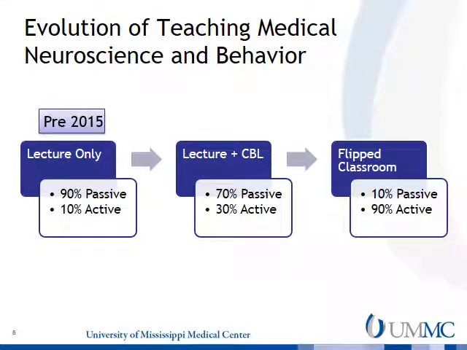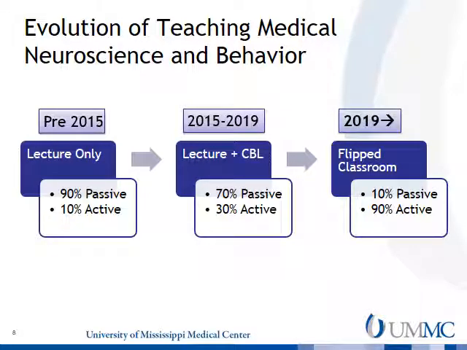Prior to 2015, almost all teaching of the material in Medical Neuroscience and Behavior was lecture-based, with very little active student involvement. Between 2015 and 2019, I was able to increase the role of active learning exercises by adding case groups. However, in 2019, I decided to shift to a flipped classroom.